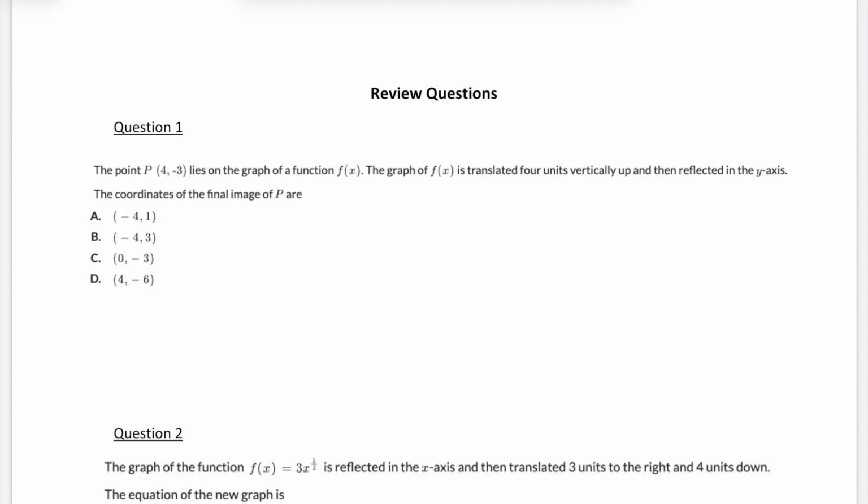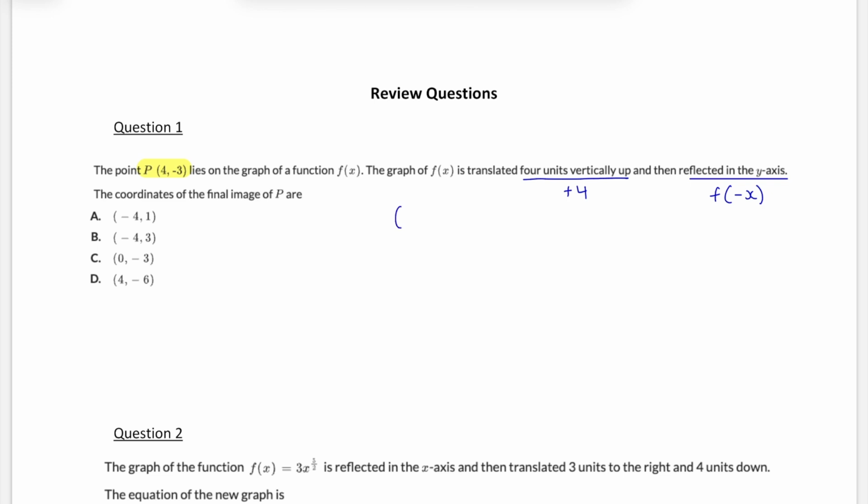So we're going to start with our review questions for today. Question 1 is asking us to take the point P, which lies on a function. This function has been translated 4 units vertically up, and then it's been reflected in the y-axis. So that means that our x values are changing. So I need f of minus x. The negative is going to go in front of the values that are changing.